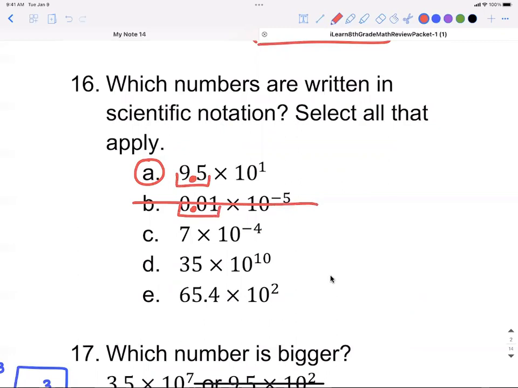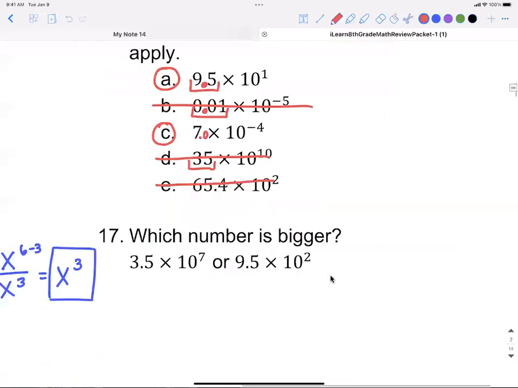7 times 10 to the negative 4. Well, it's really 7.0, which we know is good. That's between 1 and 9. So yes, that's a good base. 7 is between 1 and 9.9. 35, definitely way too high. It would need to be 3.5, and it's not. So 35 is way too big of a base. It's way higher than 9.9. So I'm going to strike through that one. And then 65.4, nope, it would have to go here for it to work, and 65 is definitely too big of a number to be a good base. So our only options here are A and C.